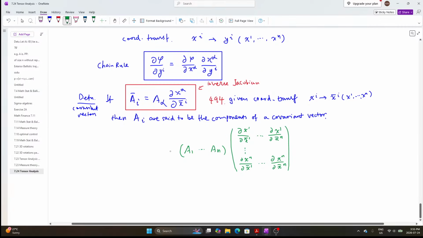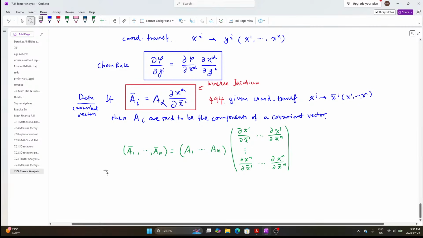All right, so let me just finish writing up this formula. I will read the comment. So this is a bar 1 all the way to a bar n. That's the matrix form of the covariant transformation. So now you can think of contravariant vectors as column vectors and covariant vectors as row vectors. Of course, we're talking about components here, okay?